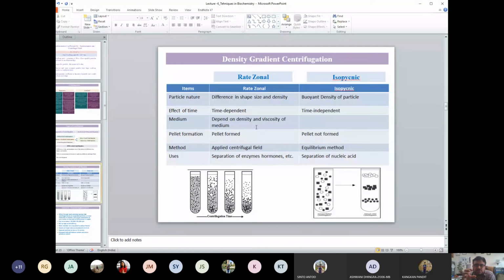Cost-wise, rate zonal is cheaper as compared to isopycnic. Instrument-wise, for rate zonal we have a lot of robust, cheap quality instruments available, whereas in case of isopycnic, we need an improved and advanced centrifuge instrument for the isopycnic separation. So these are some of the differences between rate zonal and isopycnic, and this is a very important topic you should know.